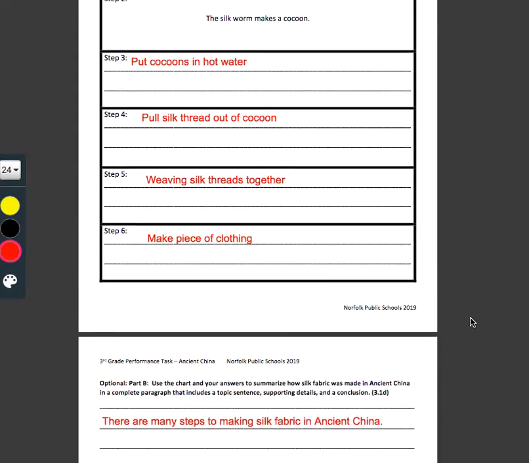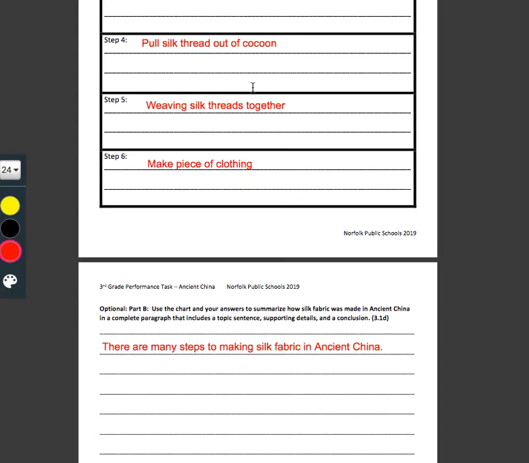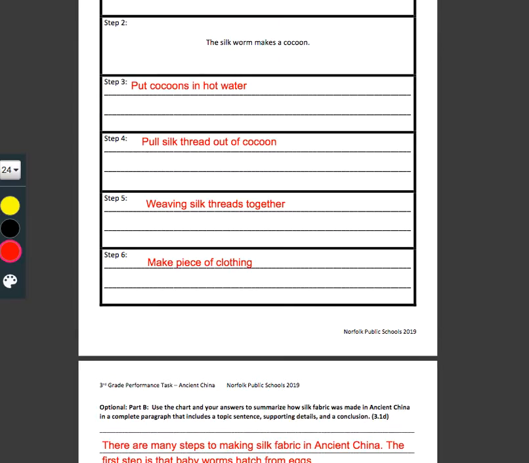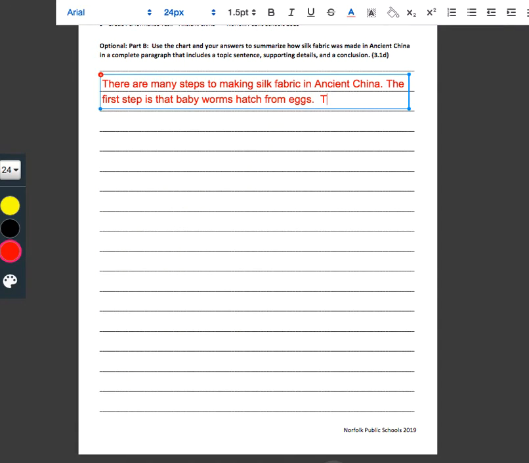Now I'm just going to go down and add each one of my sentences from up here. So step 1, baby worms hatch from moth eggs. So I'm going to continue right here. I'm going to put, the first step is that baby worms hatch from eggs. Now I'm going to look at my second step. Okay, second step, the silkworm makes a cocoon. So I'm going to continue. The next step is the worm makes a cocoon.